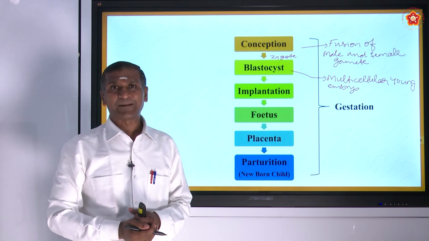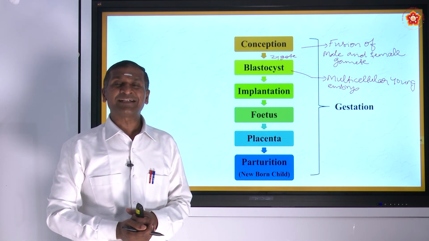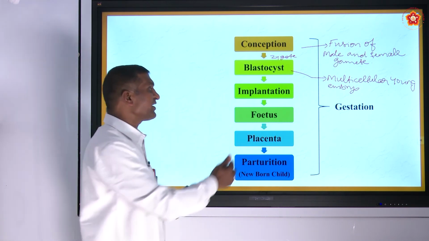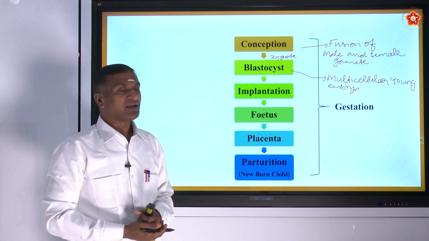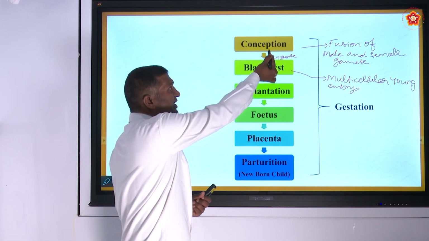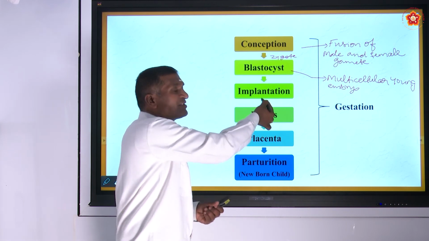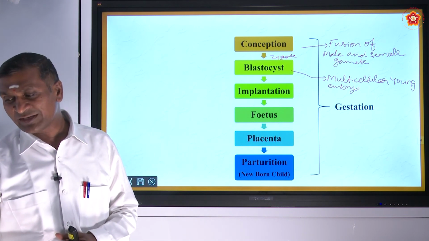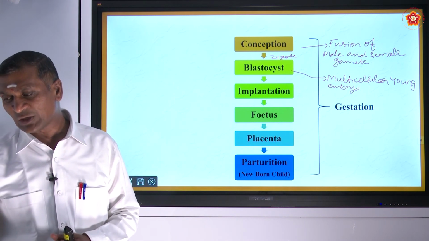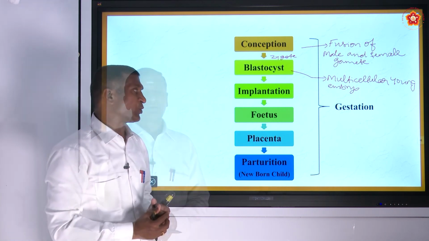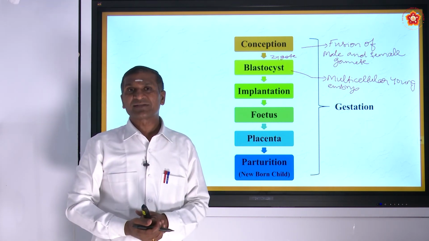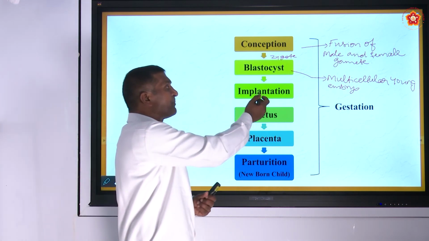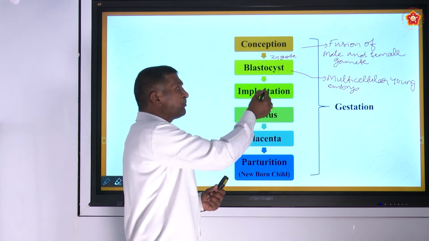The blastocyst mainly gets attached to the uterus wall, and that forms the fetus. Before that, conception leads to the blastocyst, then the implantation. What does this implantation symbolize? It is the young embryo, 7 days after conception, forming the implantation.